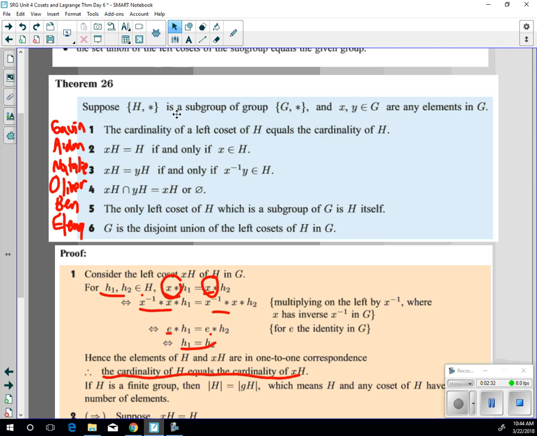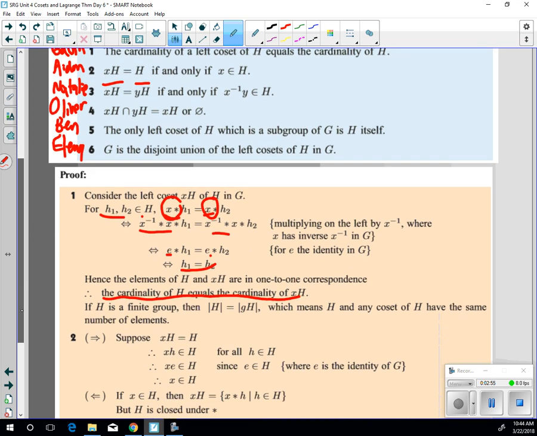Next, supposing H is a subgroup of G, and x, y are in G. Next, we're going to do property number 2. This property states that xH will equal H if and only if x is an element of H. So scroll down here and look at the proof.